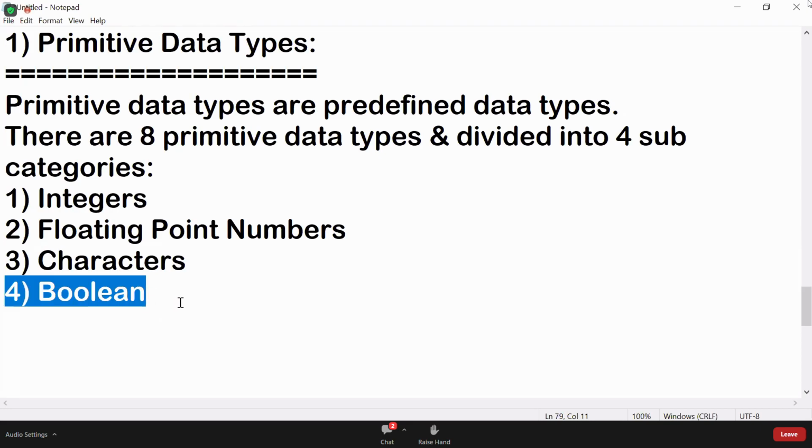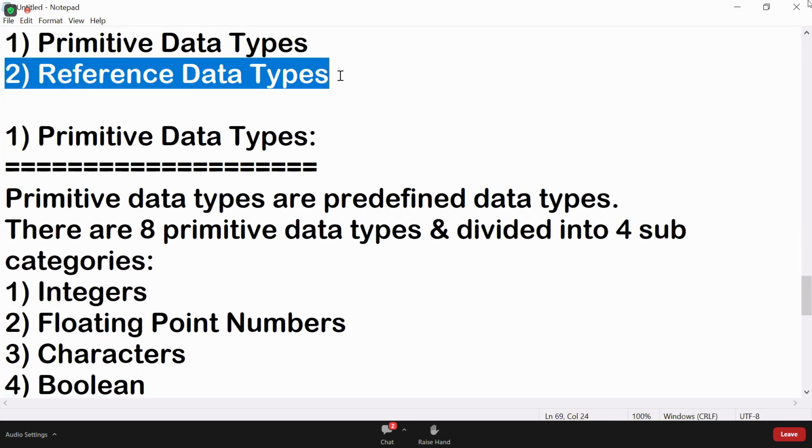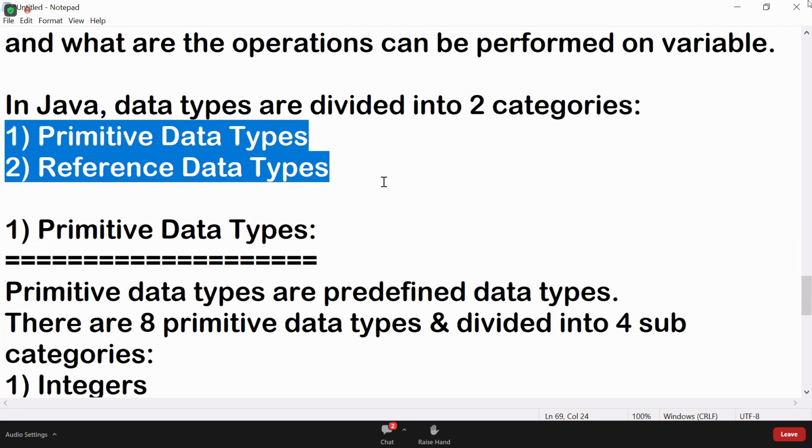One more category is there, no? Object literal, that comes under reference. So strings and object literals come under reference data types, because every string in Java is an object. String is also an object. That is the reason it comes under reference. So, primitive data types and reference data types, 2 categories.